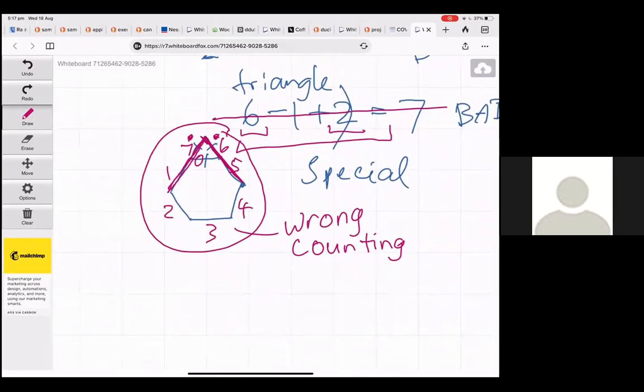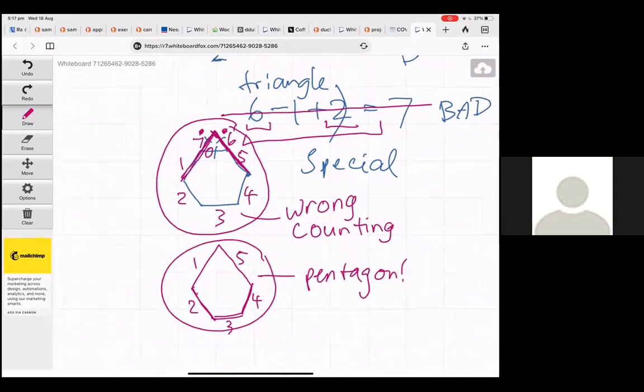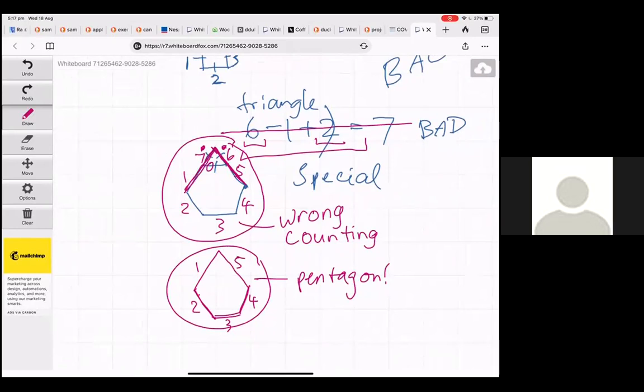So actually the correct counting would be like this. It's like a house with 3 sides, isn't it? It kind of looks like a house. Anyway, so it should be like this: 1, 2, 3, 4, 5 sides. And that is a pentagon. Yay. So this works, actually. We can do this. This is good.